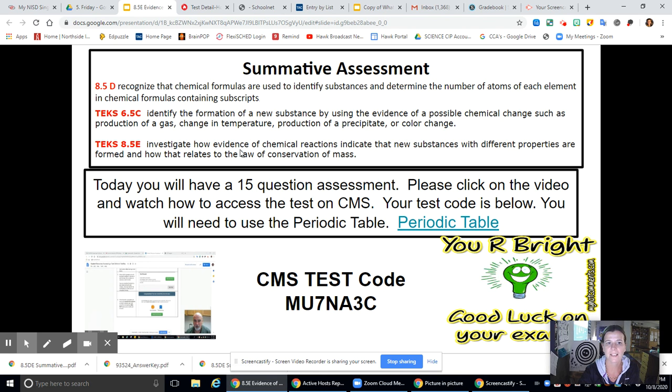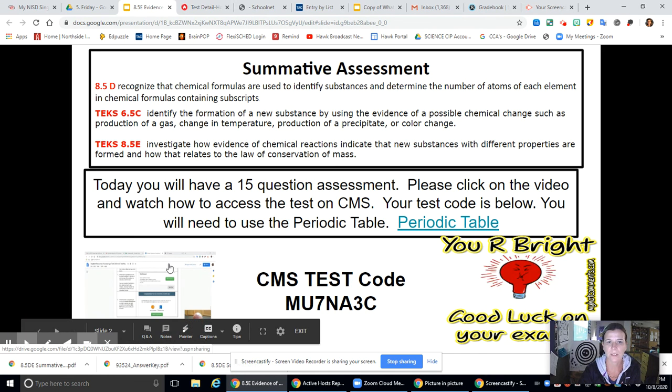Your 8th grade TEK, investigate how evidence of chemical reactions indicate that new substances with different properties are formed and how that relates to the law of conservation of mass. Today you'll have 15 questions. Click on the video to watch how to access the test on CMS. Your test code is here below. You'll need to use the periodic table as well. Good luck.